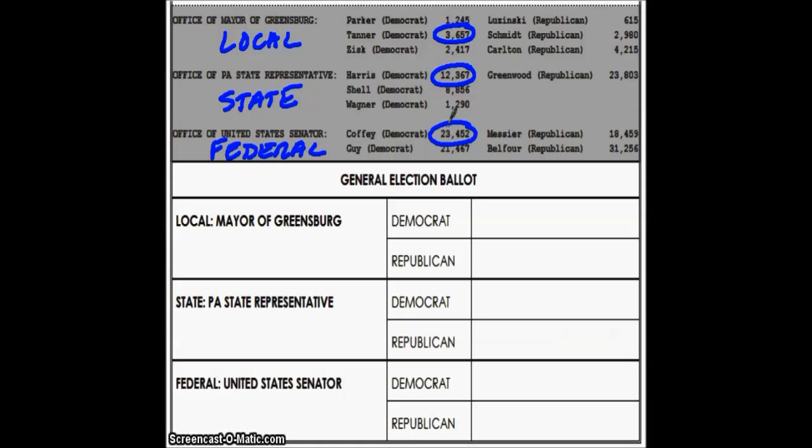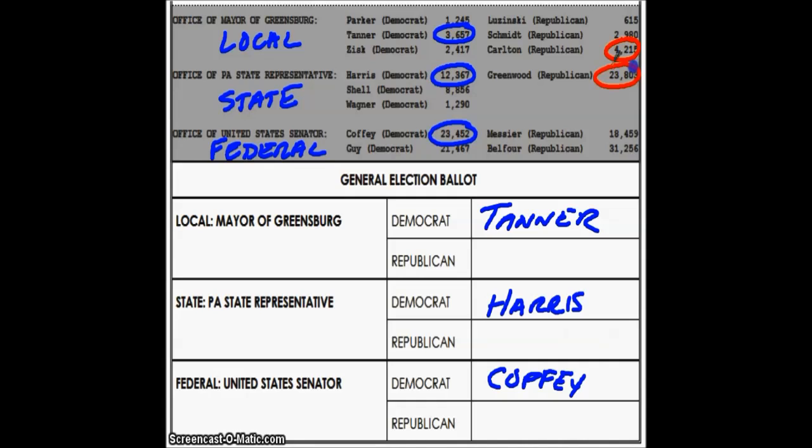office on the ballot. So for the mayor of Greensburg, Tanner would be the candidate for the Democrats. For the state rep, it would be Harris. And for the U.S. Senate, it would be Coffee. Okay, now if we look at the Republicans, we do the same thing, and we circle the highest vote getter in each. Okay, and then we write them into the ballot.